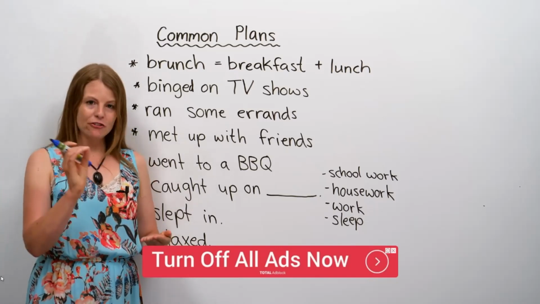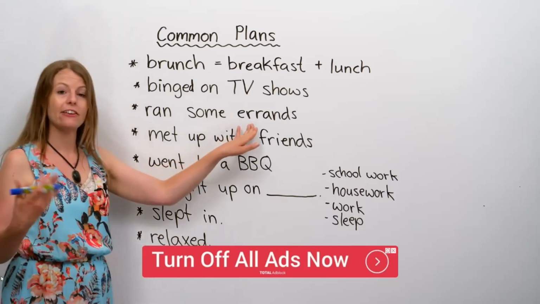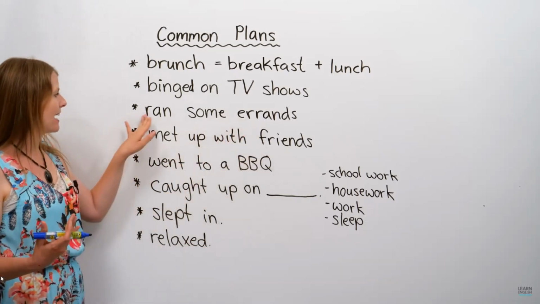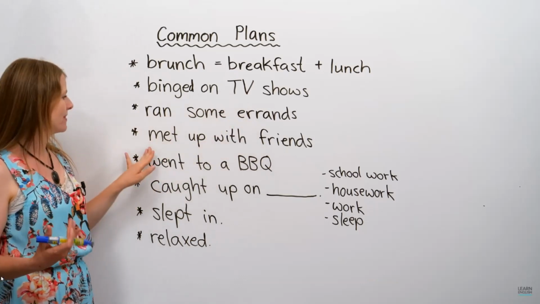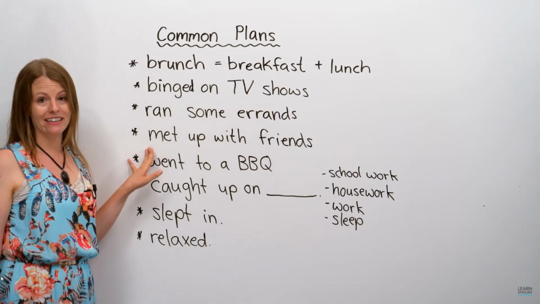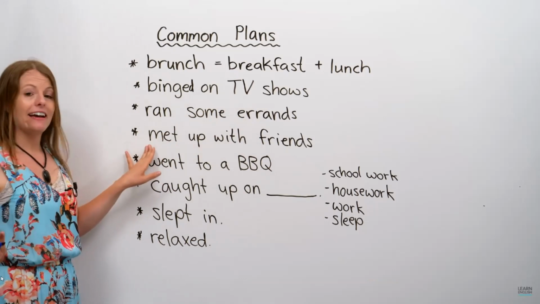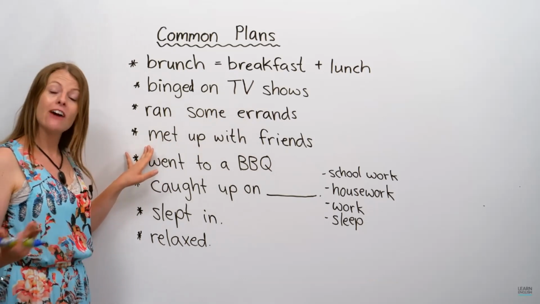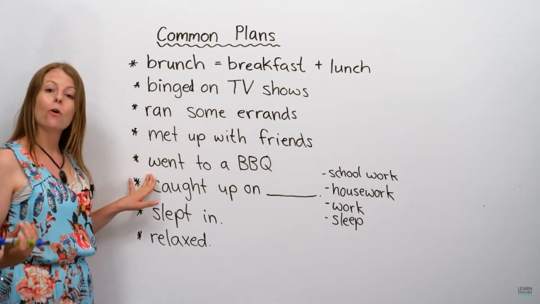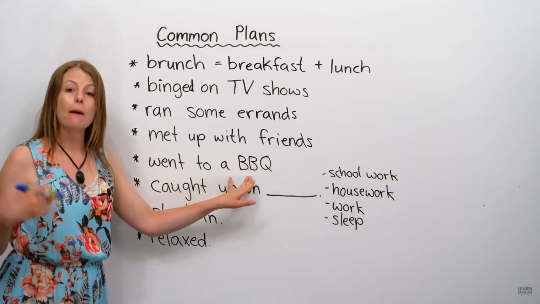Instead of saying what each task is, you can just say errands. Okay, so errands is another word for task. What do you have to do on the weekend? I ran some errands. A lot of people meet up with their friends or family. So this means that they see their friends or family. So I can say, on Saturday, I met up with some friends. I went to a BBQ or a barbecue. BBQ is the short form of the word barbecue.